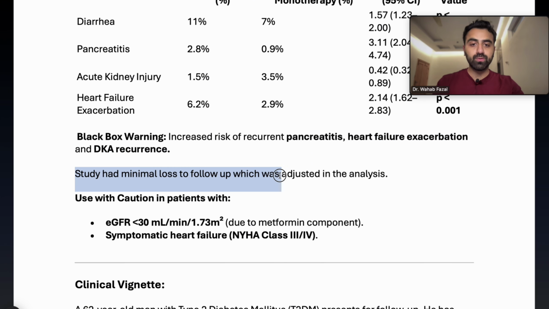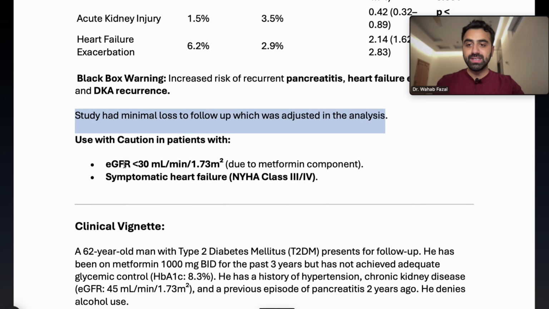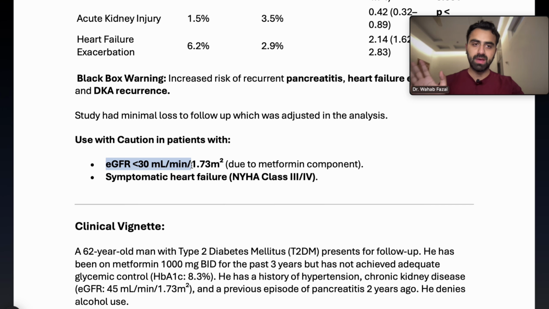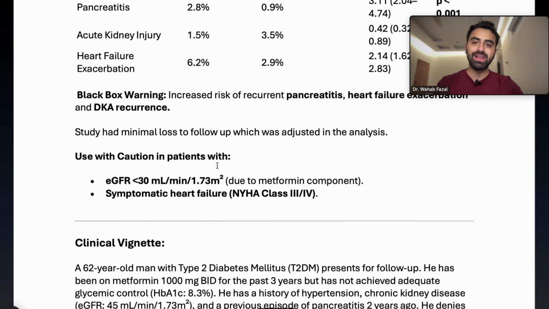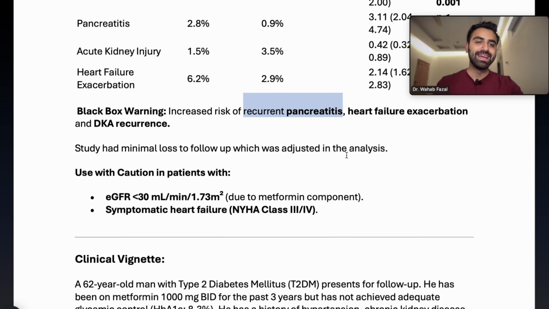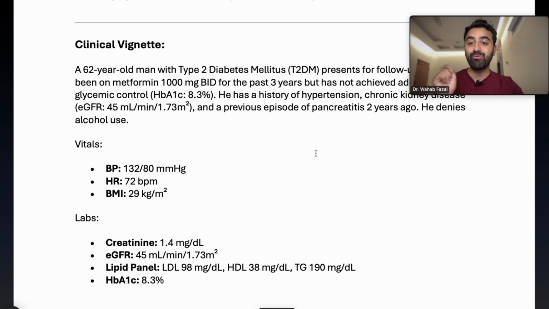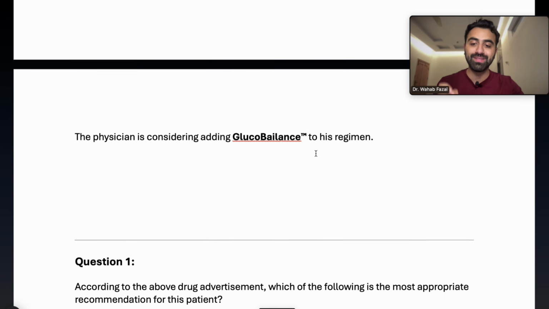The study has minimal loss to follow-up, which was adjusted in the analysis. That's really good for the study. eGFR, use caution in patients with eGFR less than 30. Our patient had way above 30, which was around 45, and symptomatic heart failure. So what's the black box warning? Our patient has had pancreatitis. Therefore, we know we cannot start the patient on this medication.